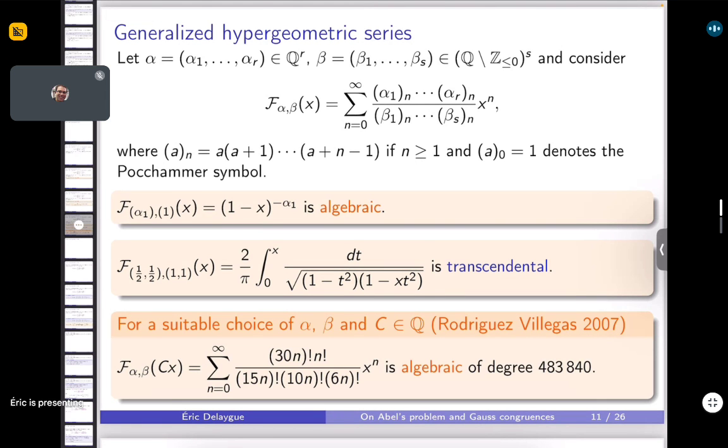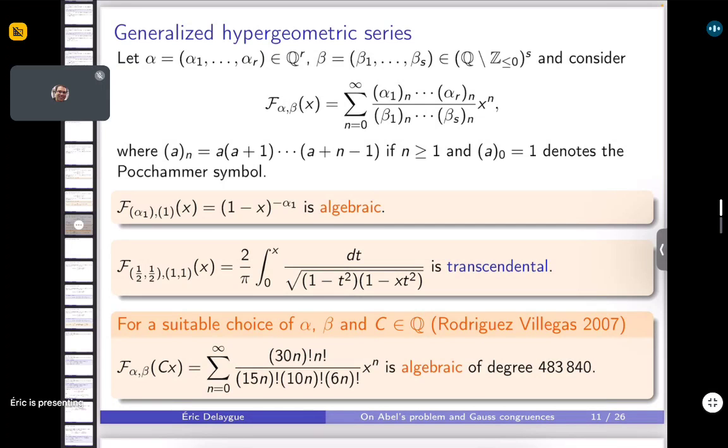And a famous example also: if you make a suitable choice of the parameters alpha and beta, and a suitable choice of a rational constant c, you have this example, which is given by a quotient of factorial ratio. This is the series expansion of a quotient of factorial ratio, which is known because this factorial ratio occurs in the proof of Chebyshev's bounds for the number of primes less than x.